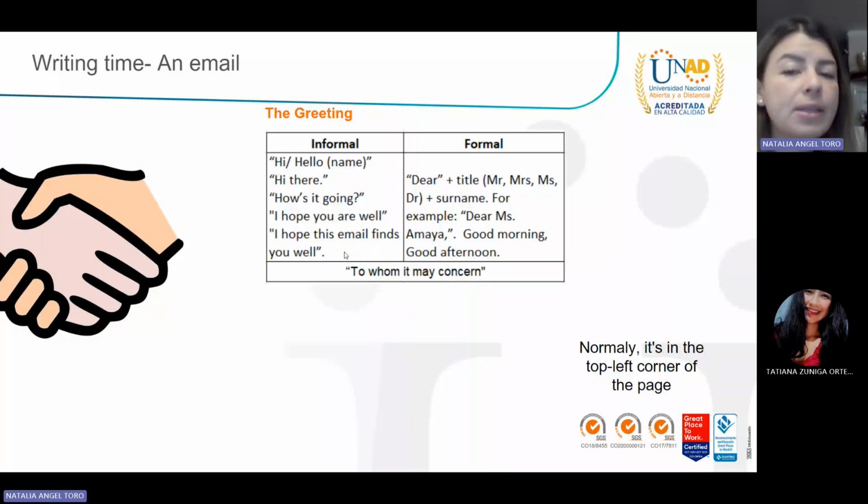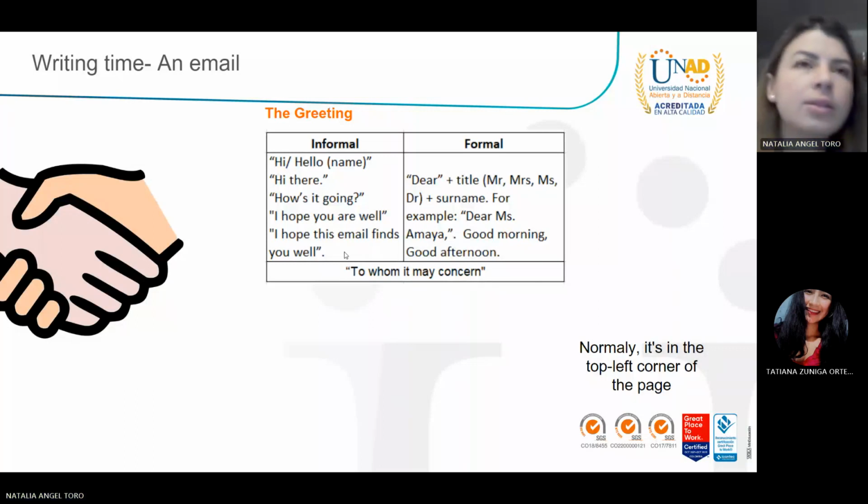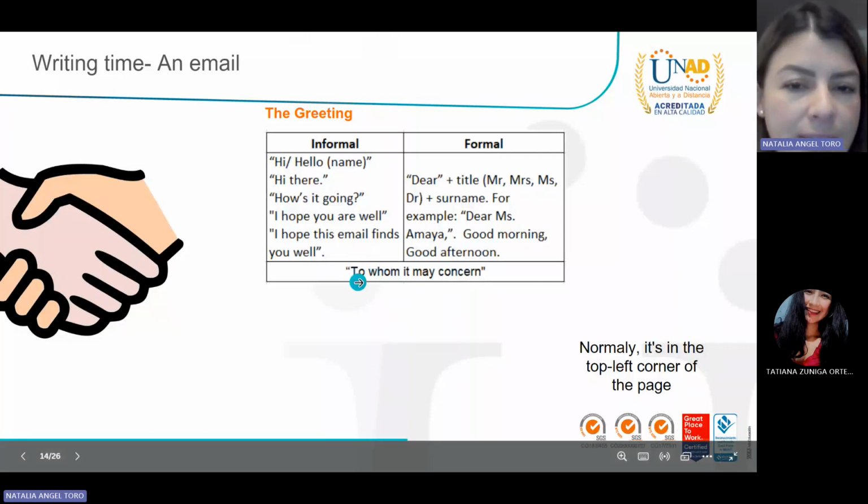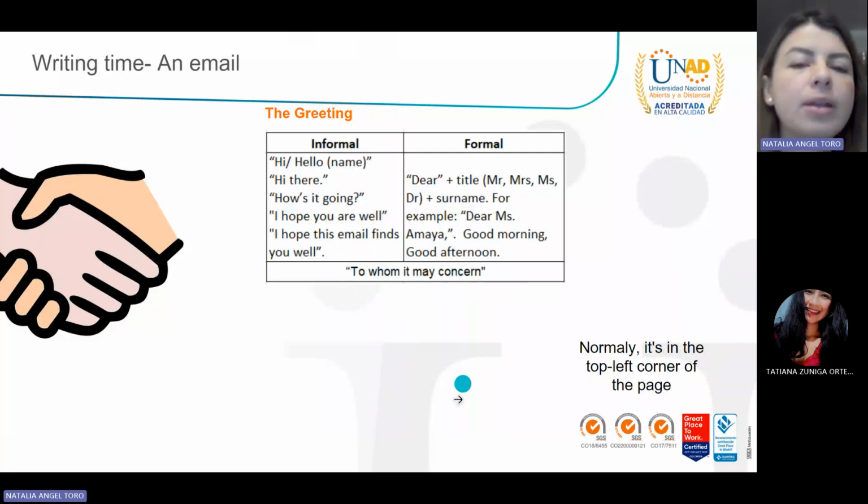But what happens if we don't know who is the recipient? Nosotros no conocemos quién va a ser el receptor. Tal vez lo hayas visto en algunas cartas de recomendación o certificaciones que en español también se utiliza: a quien corresponda, a quien le concierna, a quien le interese. This phrase is to whom it may concern, to whom it may concern.